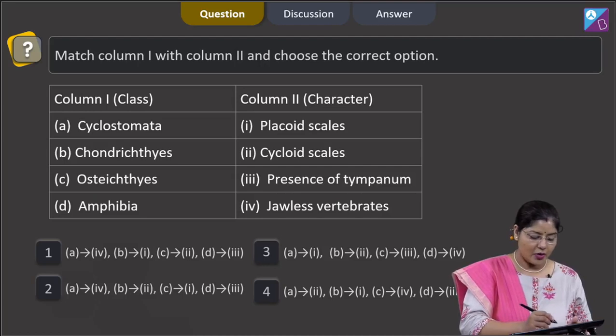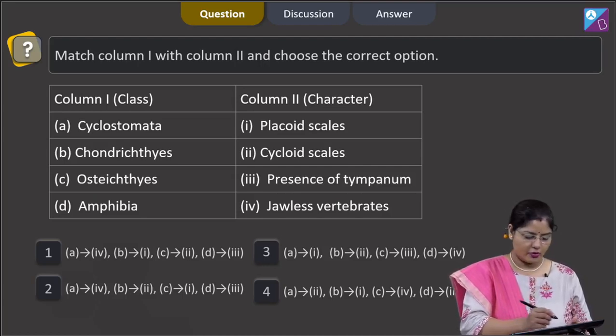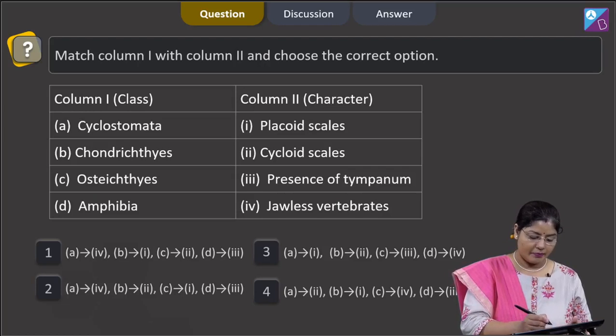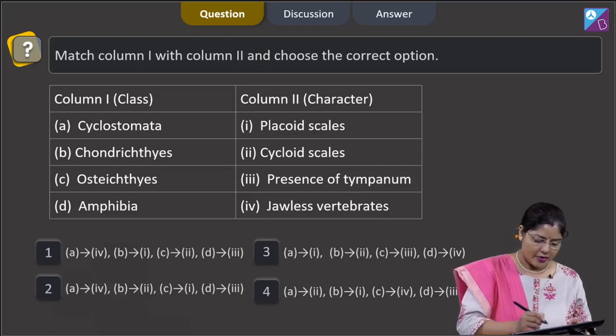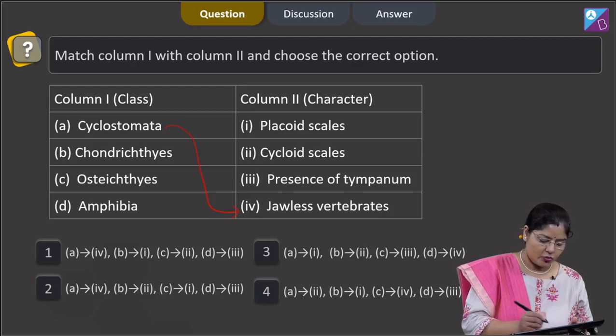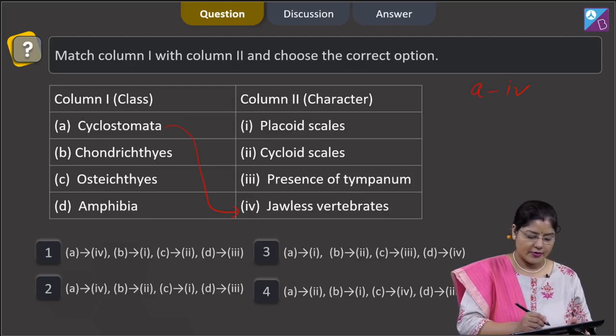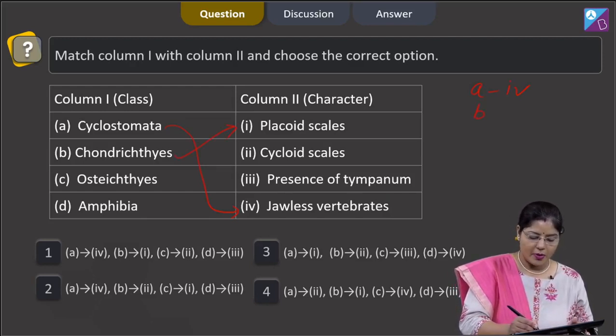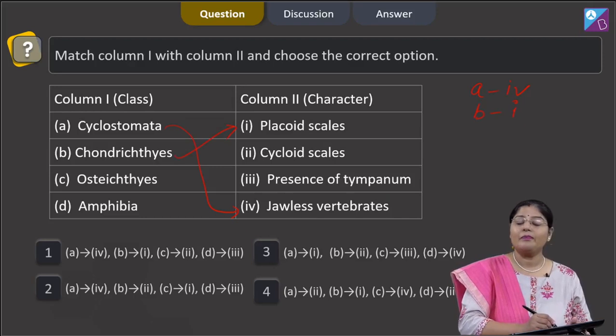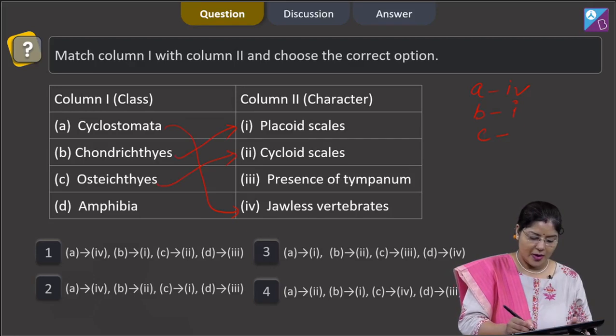Question states that match column 1 with column 2 and choose the correct option. Column 1, cyclostomata. The members of class cyclostomata are jawless vertebrates. So A matches with 4th. Chondrichthyes, in cartilaginous fishes, placoid scales are present, so B matches with 1. Osteichthyes. In osteichthyes, that is bony fishes, cycloid scales are present, so C matches with 2. Amphibia. In amphibians, ear is represented by tympanum, so D matches with 3.